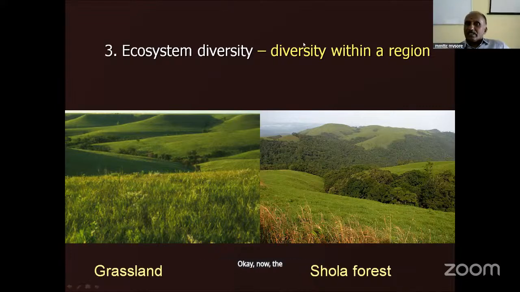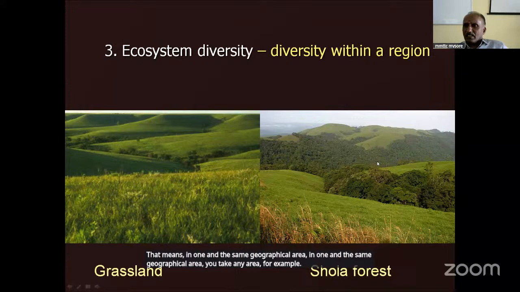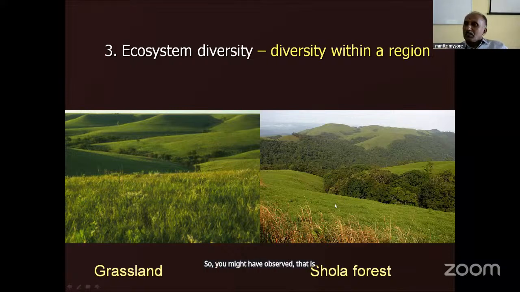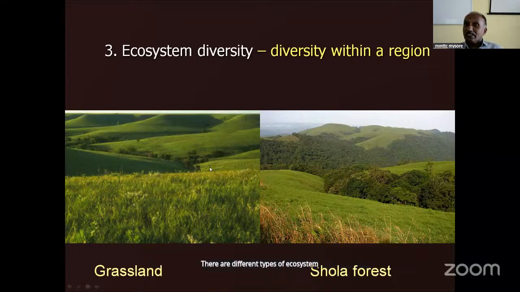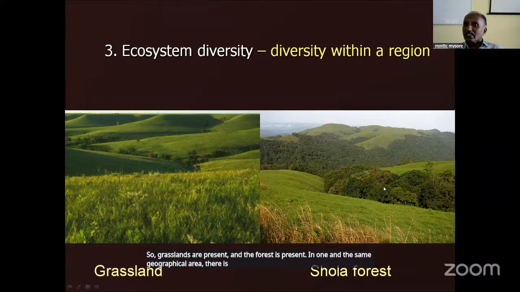Okay, now the third type is ecosystem diversity. That means in one and the same geographical area, you take any area, for example, the hill station of Markera, Chikmagalur, or Nandi Hills, wherever you go, you might have observed the same soil type, same climatic conditions, everything remains the same. But yet there are different types of ecosystems that are developed. Look here. Grassland is present and a forest is present. In one and the same geographical area, there are two different kinds of ecosystems. Now, the plants and animals present in the forest are different from the grassland.